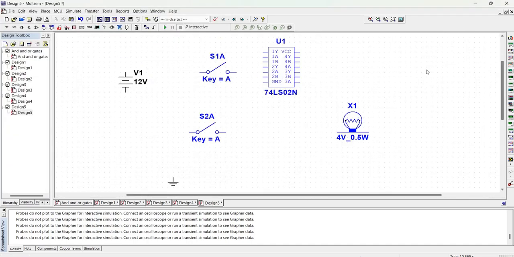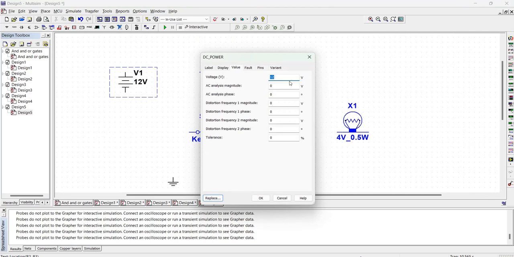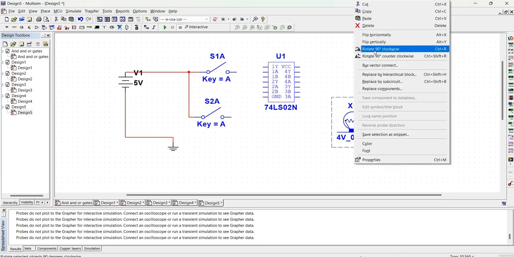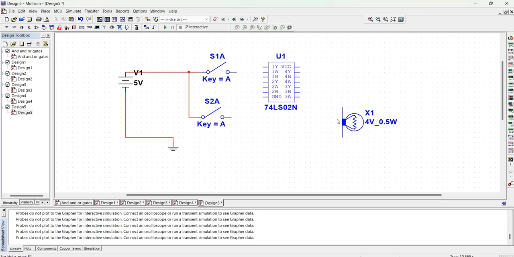So let's connect our components. We said we need 5 volts. So we are going to get our power. We supply it to the IC via a switch, which is a single pole, single throw. Then we said it is also a good practice to connect our negative terminal to the ground. Then we rotate this indicator through 90 degrees clockwise. Then we said one input goes to A, another input goes to B.